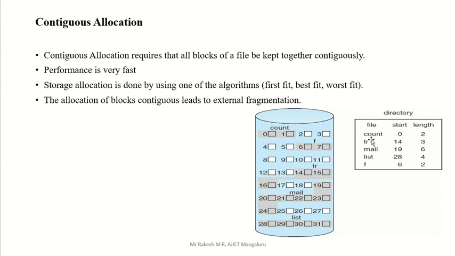I will repeat that. For count, what is the starting address? See, the starting block number is 0. What is the size? 2. So it covers this block and this block. What is the next block? 2, right? So the length is 2. So 0 and 1, it covers 2 blocks. That's why the length is 2. That is the directory. And the second, TR, is the file name. Where does it start? 14. See here, here we have 14.